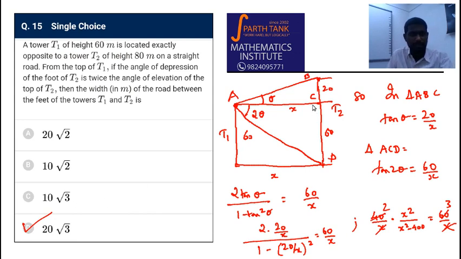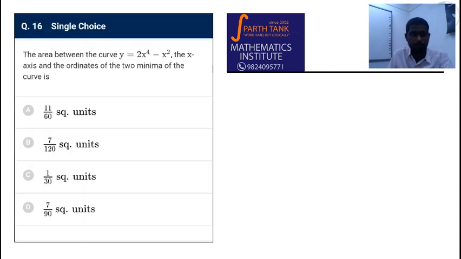Very simple heights and distances problem. Write tan theta, write tan 2 theta and then eliminate theta from both.